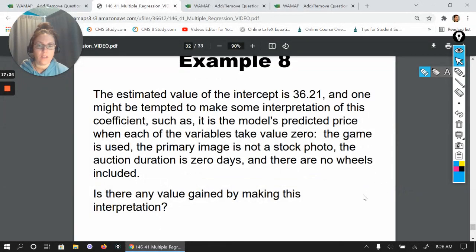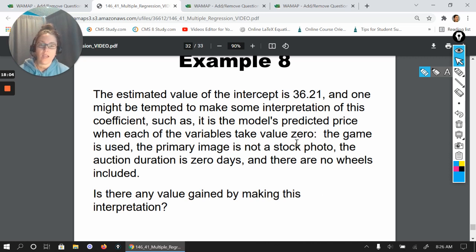The estimated value of the intercept is 36.21. That's from the multiple regression model. One might be tempted to make some interpretation of this coefficient, such as, it is the model's predicted price when each of the variables takes a value of 0. The game is used, the primary image is not a stock photo, the auction duration is 0 days, and there are no wheels included. Is there any value gained by making this interpretation?